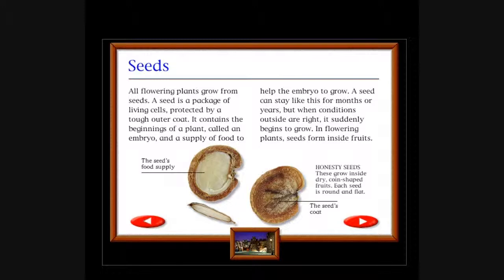Seeds form inside fruits. Honesty seeds. These grow inside dry, coin-shaped fruits. Each seed is round and flat, the seed's coat.